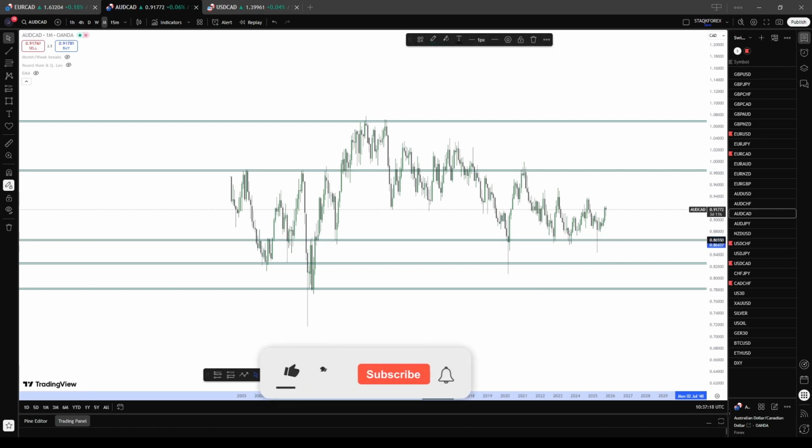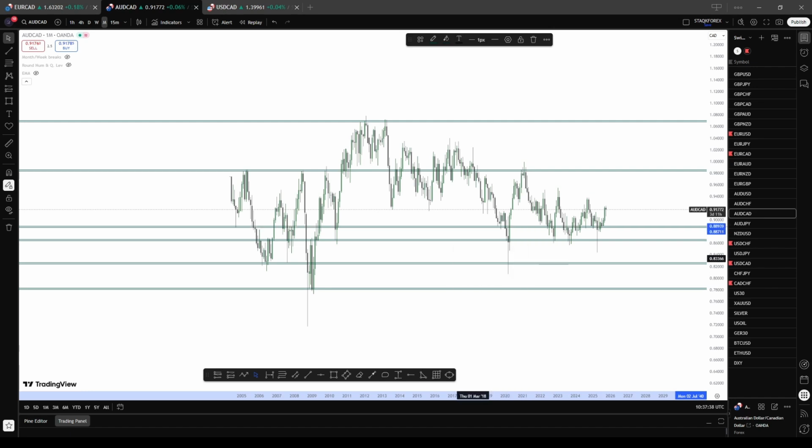So the reason for this level is because we have a touch and a breakout retest on this level. We have a touch here, then we have a breakout and a retest on this level. Then we have it here, here, here, and here. So this one is also a strong level.